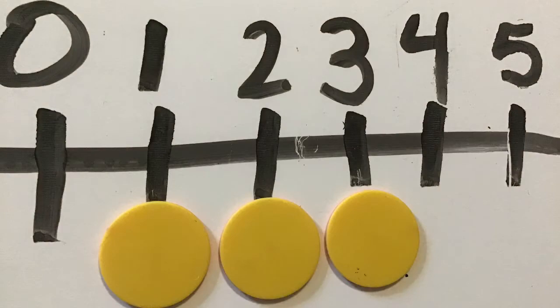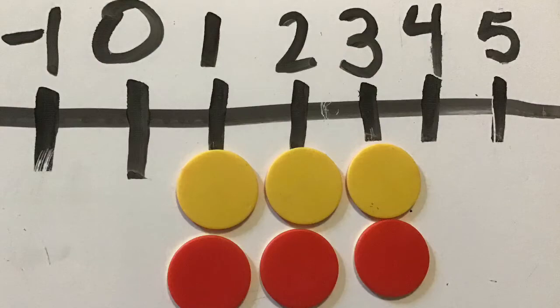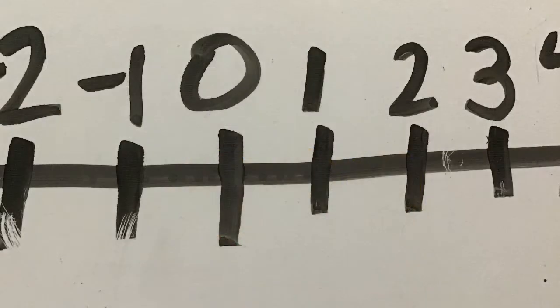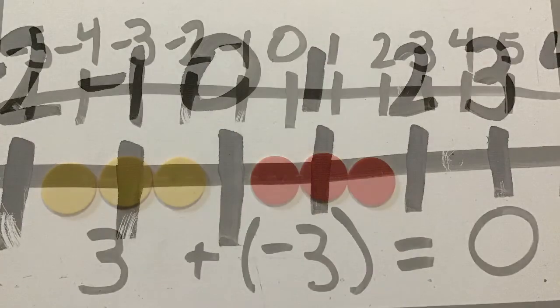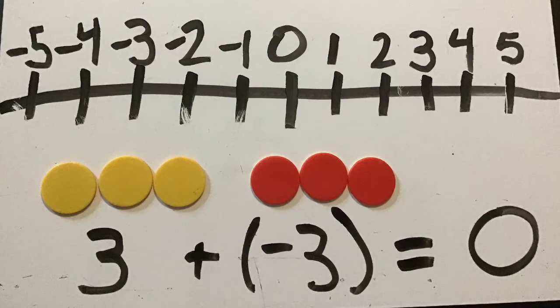Let's look at 3 and -3. I'm going to line up 3 positive and then 3 negative. They cross out and I'm left with 0. So 3 plus -3 equals 0.